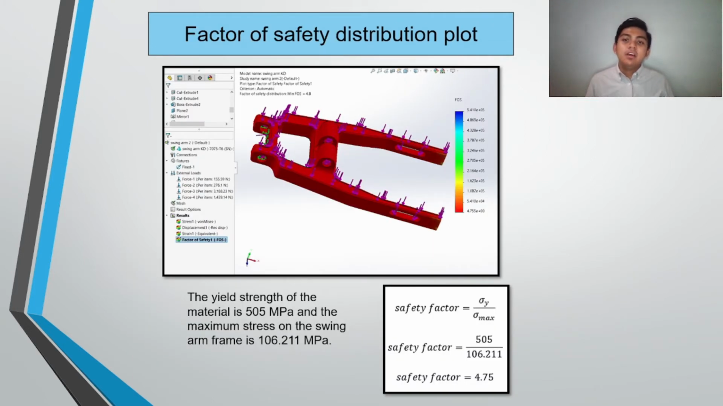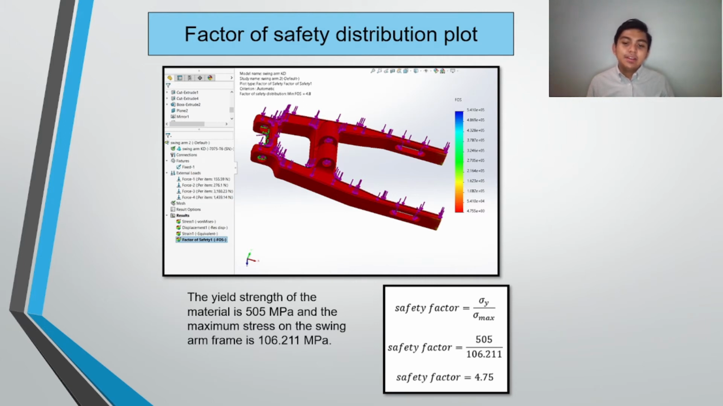Finally, the factor of safety distribution plot. This is the calculation to find the safety factor. The calculated safety factor is the same as the lowest factor of safety obtained in the simulation, displayed at the top right of the factor of safety distribution plot. As the rear wheel hits the speed bump, this safety factor indicates that a section of the swing arm frame will fail.